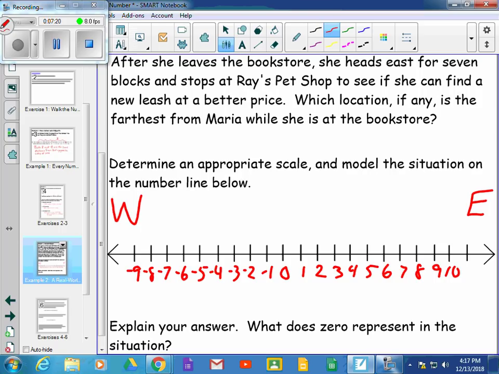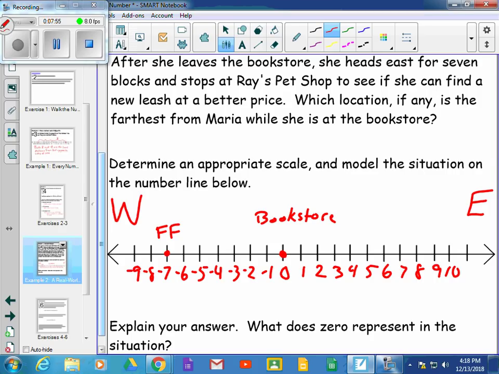Now if you go back and reread the story again, both pet shops are given in relationship to the bookstore. So we're going to use the bookstore to represent 0. That's our starting point in this story. She first went to Furry Friends, which is 7 blocks west of the bookstore. So if we go 7 to the left, which is west, that's going to represent the location of Furry Friends.